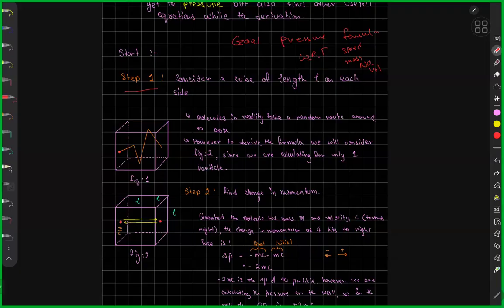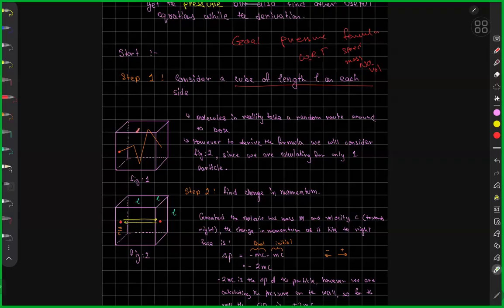But before I work with so many particles, step one, consider one particle. We will eventually find out what pressure is being applied due to one particle and then multiply with the rest of the particles. Do we get the trail of thought? Fair enough. Step one, consider a cube of length L on each side.